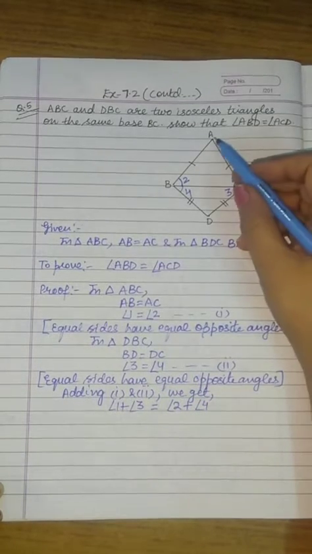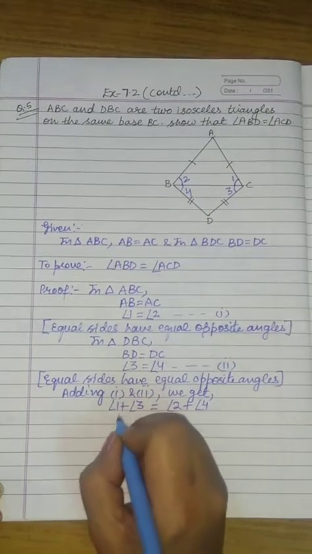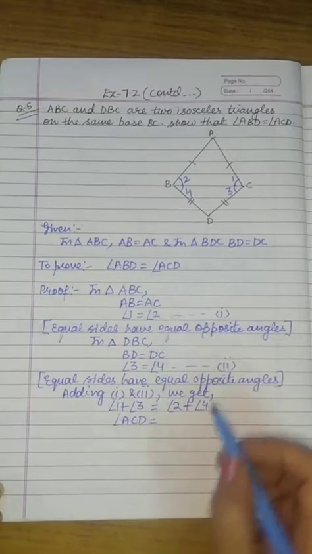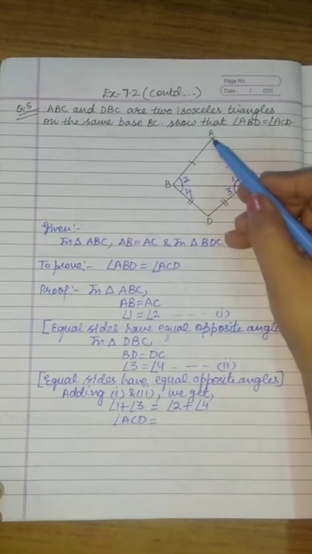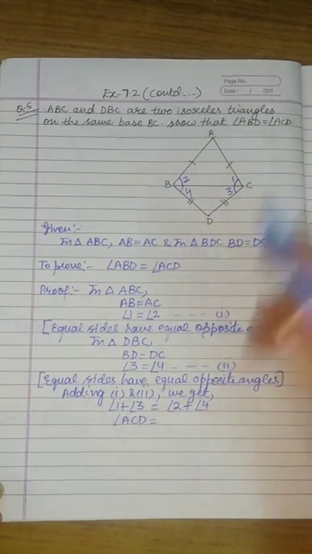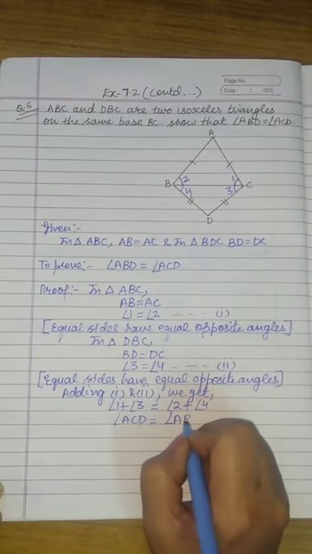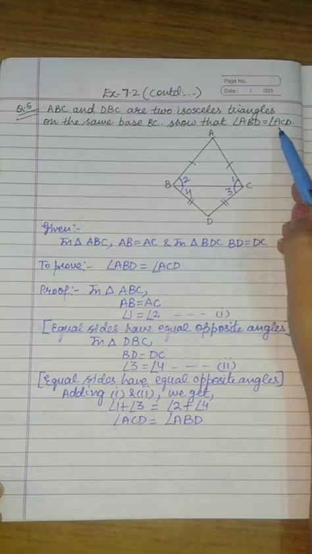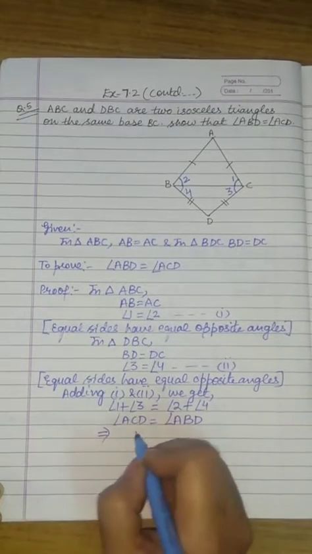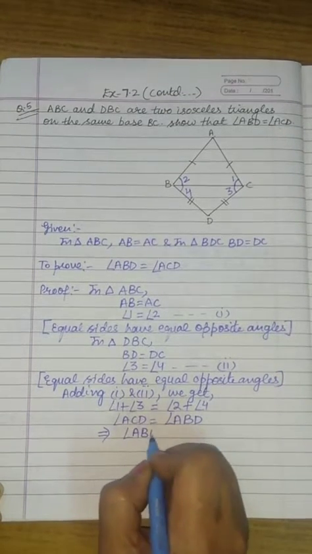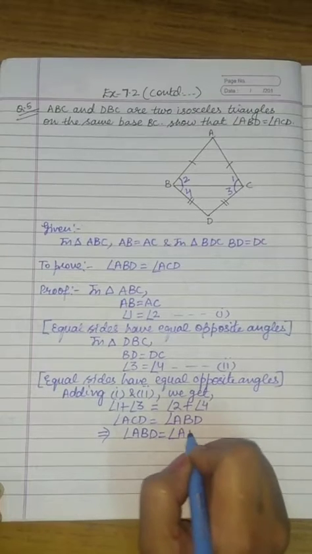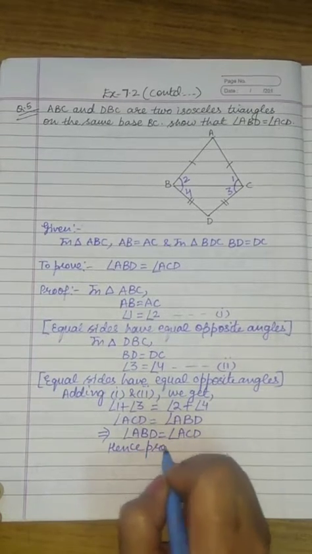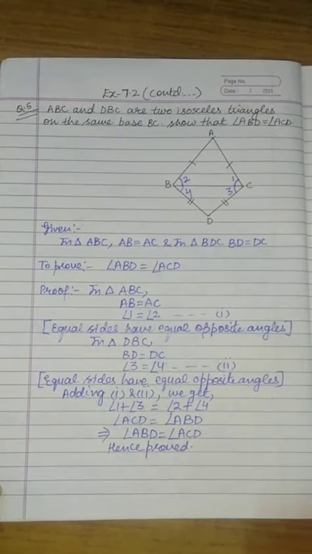Now what is angle 1 plus 3? Angle 1 plus 3 is angle ACD. And what is angle 2 plus 4? Angle 2 plus 4 forms angle ABD. So we got the required result, that is ABD is equal to ACD. So we can write it as angle ABD is equal to angle ACD, hence proved. So our result is proved.